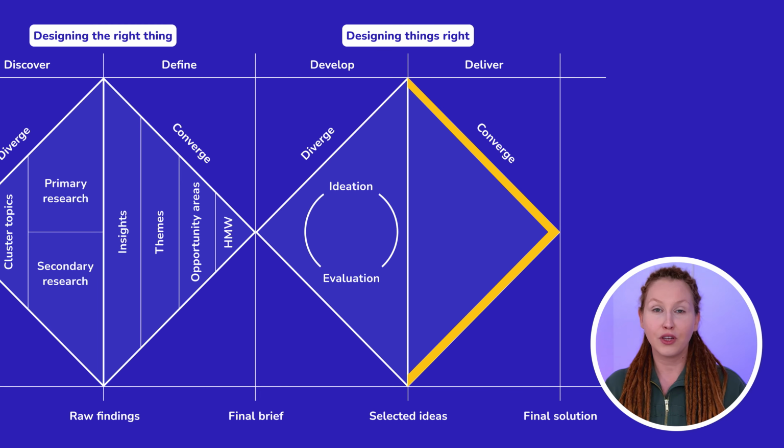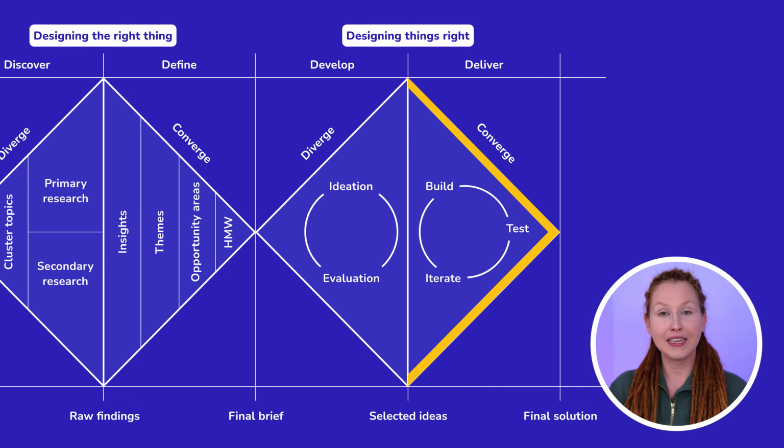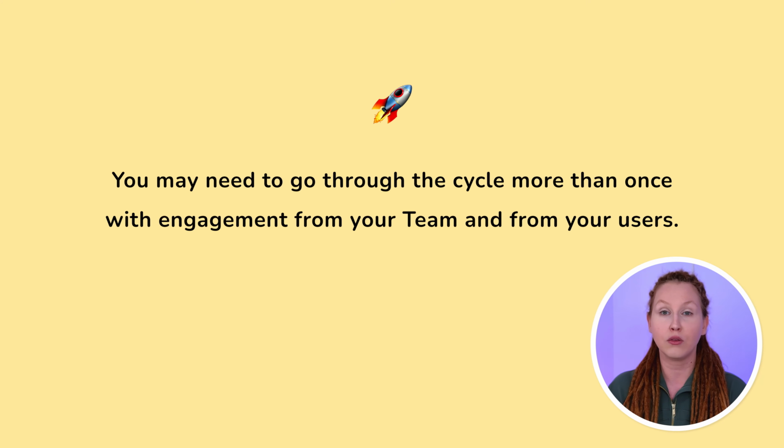The last phase of the whole process is deliver or implementation, where your goal is to create a visual representation of the idea, test it with users, and iterate on it until you come up with a final solution that has the highest chance of being successful. This phase is based on a three-step cycle: build, test, and iterate. And here you're working with high-fidelity designs and clickable prototypes. And of course, you may need to go through the cycle more than once with engagement from your team and from your users.